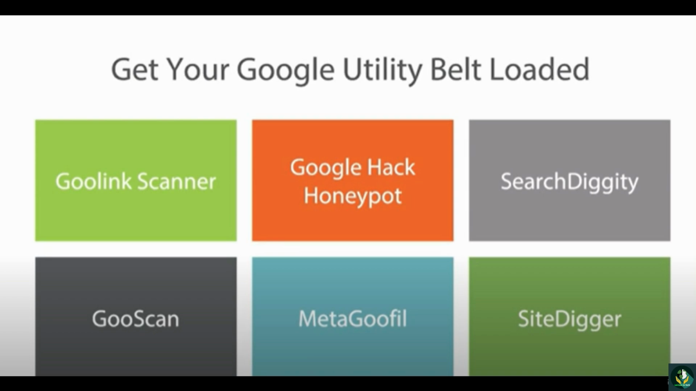Now go to another website. Okay, now Google utility belt loaded. Go link scanner, Google hack, honeypot, search diggity, GoScan, MetaGoofil, SiteDigger.